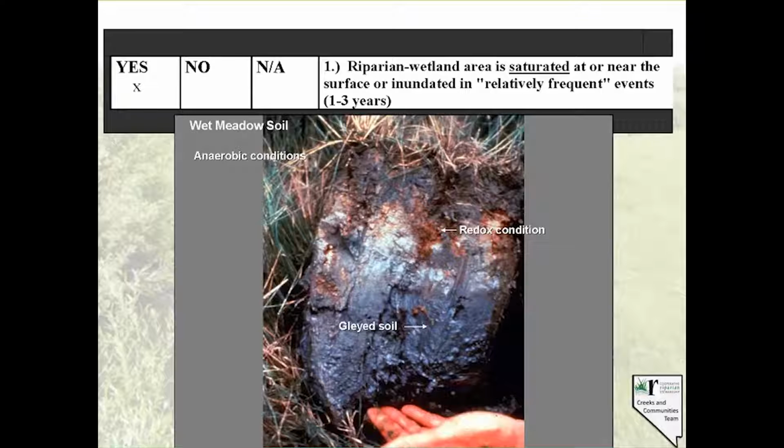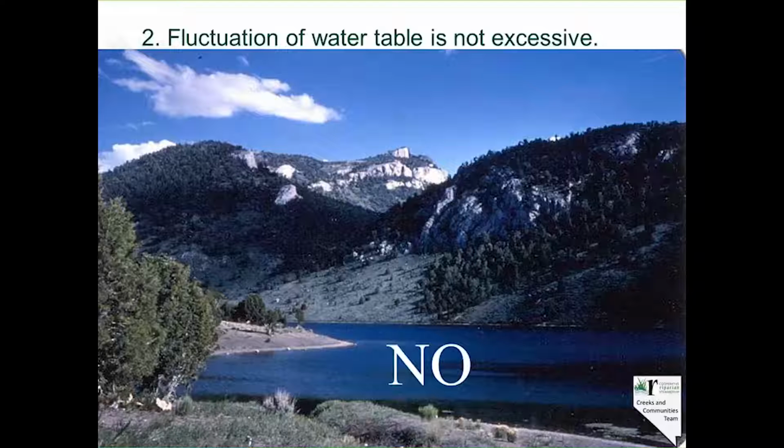Question number 2, fluctuation of the water table is not excessive. So this is kind of a weird one depending on where you are, especially if you're just used to looking at springs when you do your lentic sites. But in this example here, we've got a large reservoir, and you can see that bathtub ring around the edge. If you've got too much movement of water up and down, you're not going to be able to maintain the type of vegetation that can deal with one side of the water or the other, because sometimes you're going to be flooding out the drier species, and sometimes you're going to be drying out the wetter species, so you end up with that lack of vegetation.